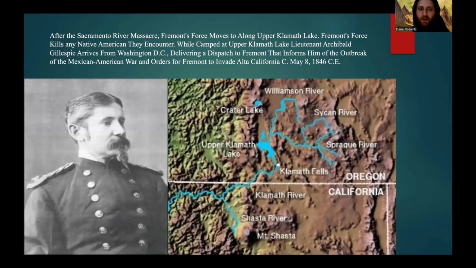While camped at the Upper Klamath Lake, Lieutenant Archibald Gillespie would arrive from Washington, D.C., delivering a dispatch to Fremont that informed him of the outbreak of the Mexican-American War and ordered Fremont to return to Alta California on May 8th, 1846 CE.